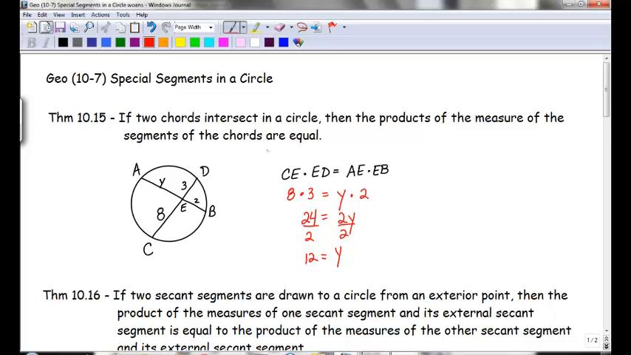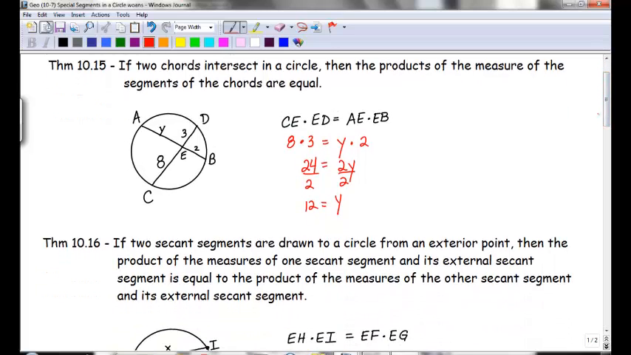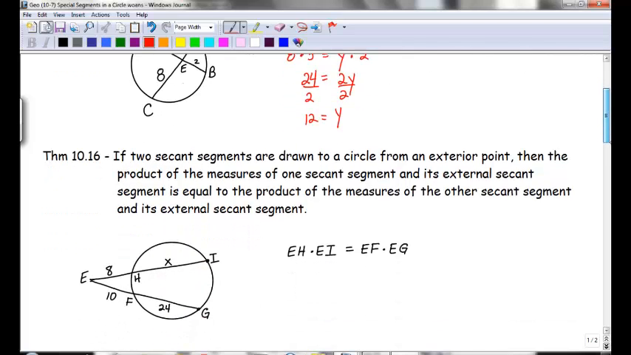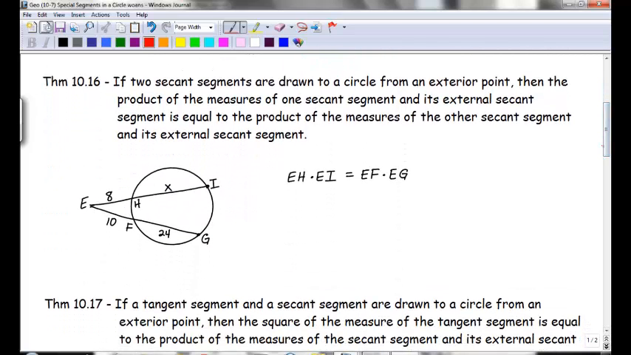So if two chords intersect in a circle, the products of the measures of the segments of the chords are equal. And that's an example of it. Okay, theorem 10.16. If two secant segments, remember, it's a secant line if it cuts the circle. If it just touches the circle, it would be a tangent.